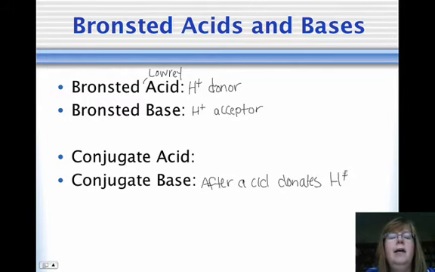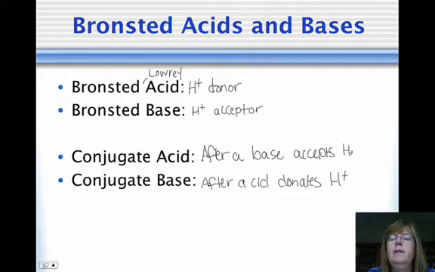And what do you call a base after it accepts a proton? Well, now it's turned into an acid, and we call it a conjugate acid. And that is what is formed after a base accepts a proton. Okay, so this is what happened with the carbonate that I referred to.